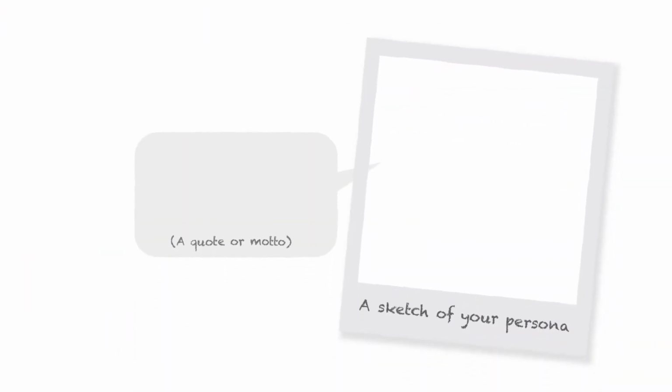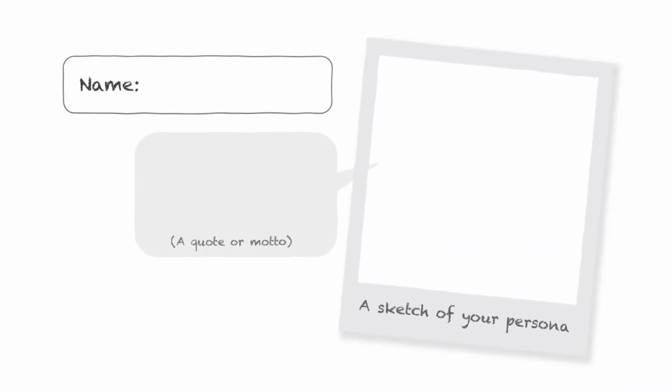Firstly, let's give your persona a name. And next, let's do a quick rough sketch of your persona so you can imagine how they might look. And also think about what's their favorite quote or life motto. And next, we can move down to these 4 blocks here.